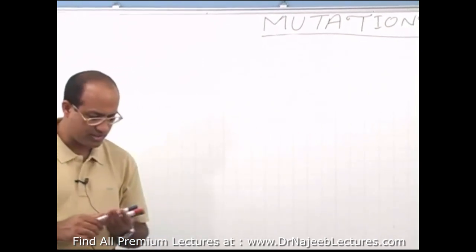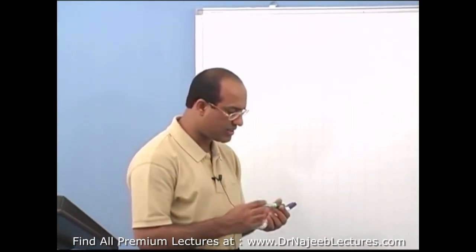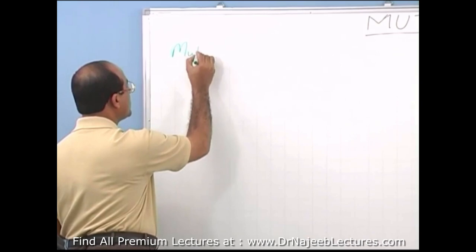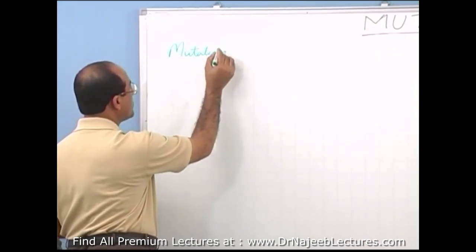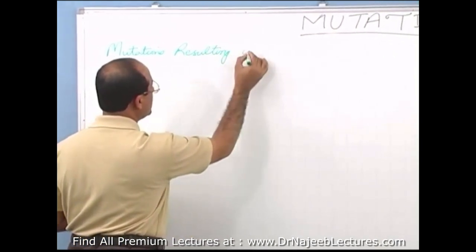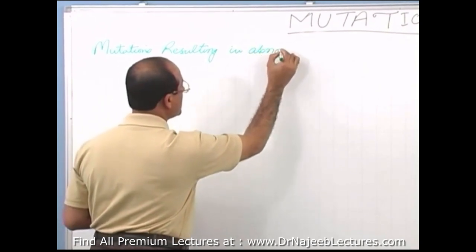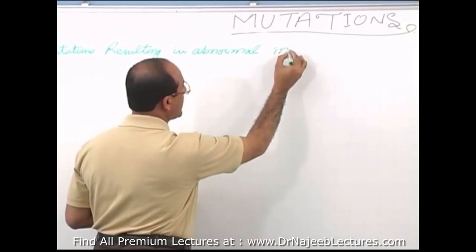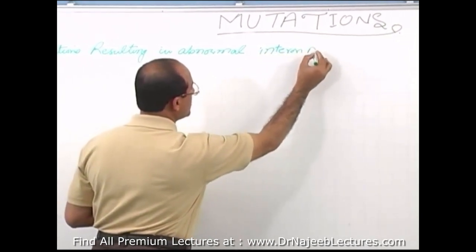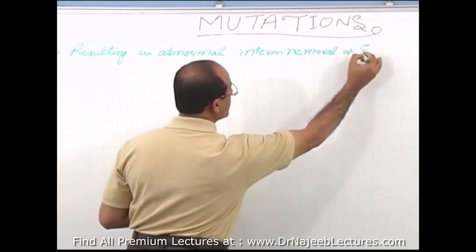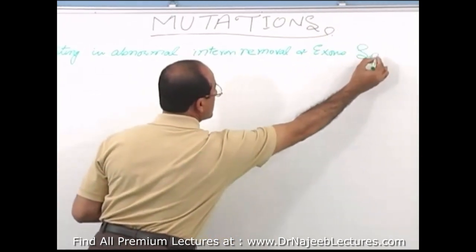Now, a few more types of mutations. One of the interesting types of mutation is mutations resulting in abnormal intron removal and exon splicing.